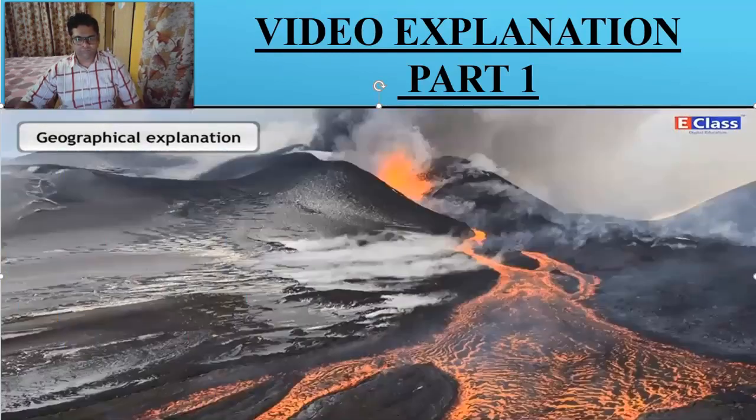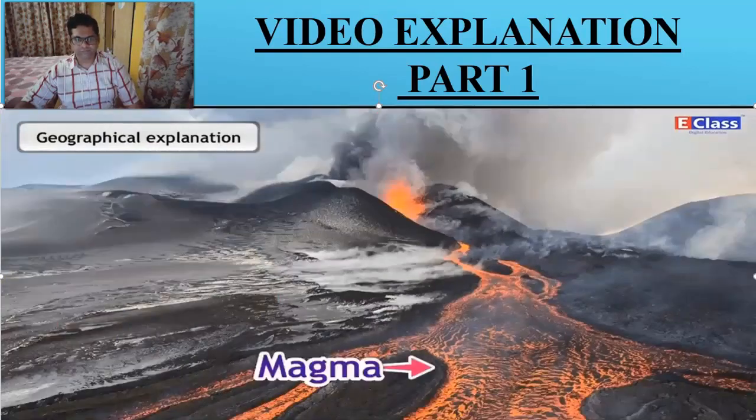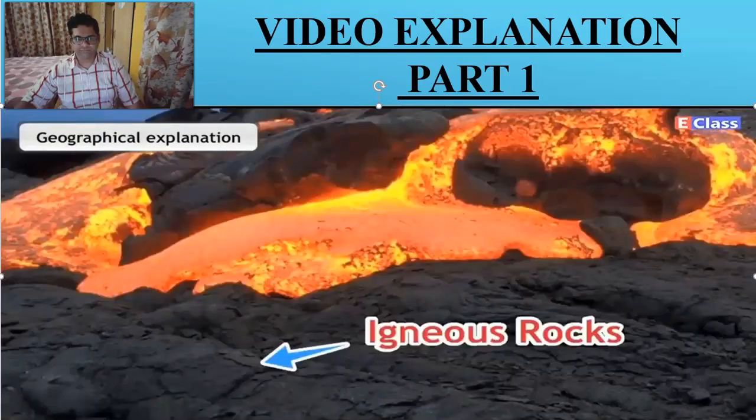Matter coming out of a volcanic eruption consists of hot magma, gases, steam, etc. When lava cools and solidifies, igneous rocks are formed.